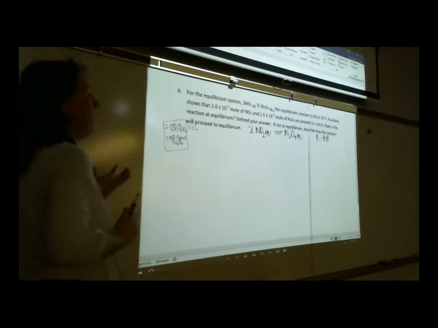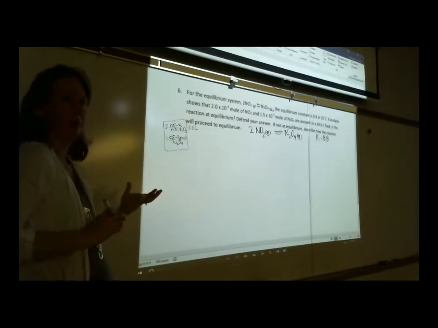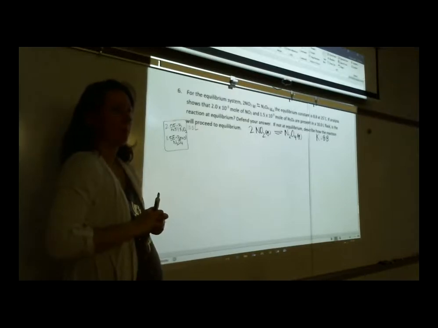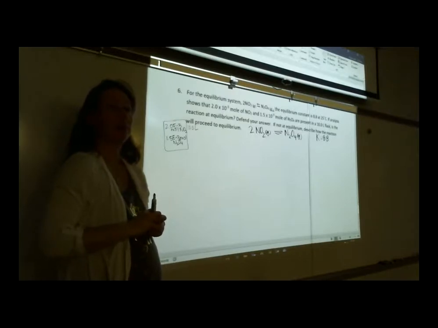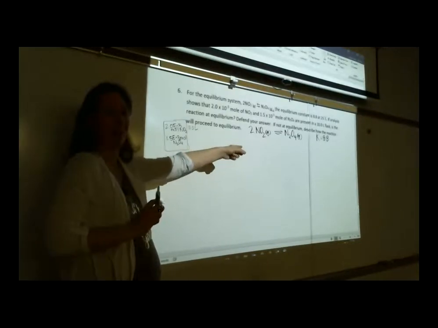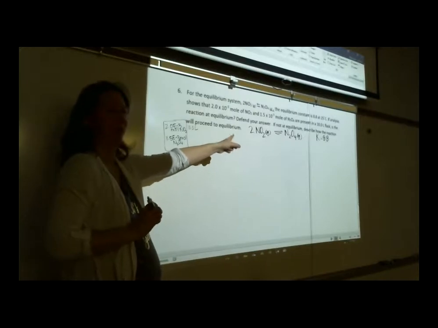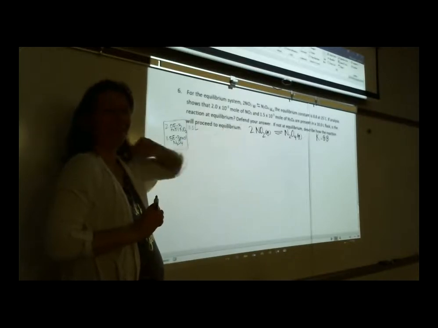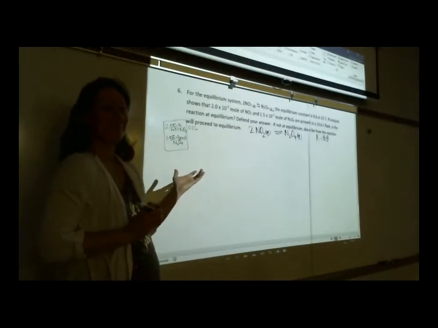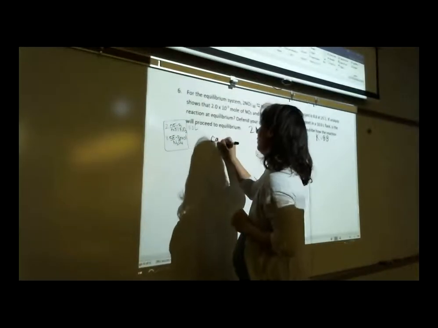There's only one way I can solve this problem. What do I have to do? Does anyone figure it out? There's only one answer that works here. It is not make an ice table. So if you made an ice table, that's not the way to do it. Did anyone else come up with an option? Okay, what we have to do is calculate Q.